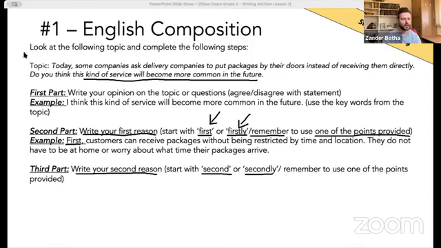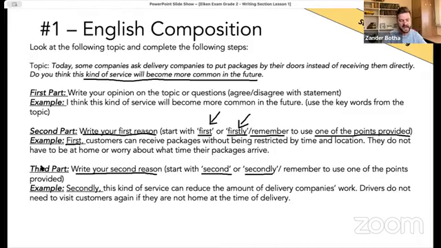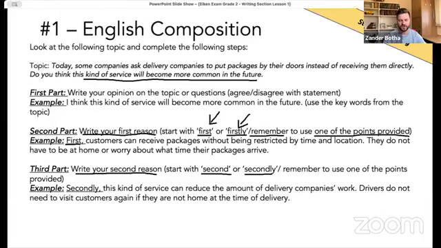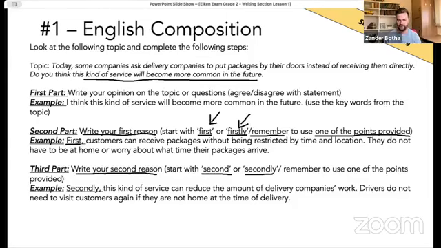Looking at an example is the next sentence. I start by saying, secondly, this kind of service can reduce the amount of delivery companies' work. Drivers do not need to visit customers again if they are not home at the time of delivery. So I give my second reason, and keep in mind, I also gave 2 sentences for this reason. So reason 1, 2 sentences, reason 2, also 2 sentences, starting with the word secondly. So you can use second or secondly.